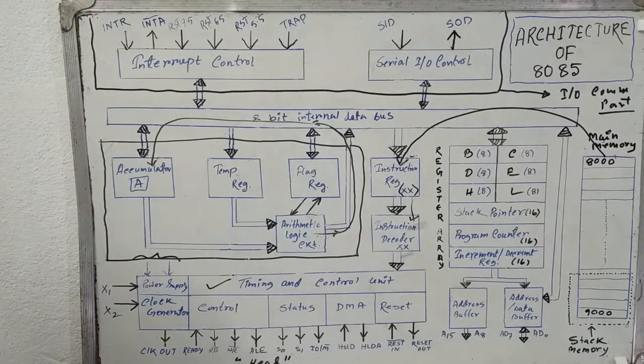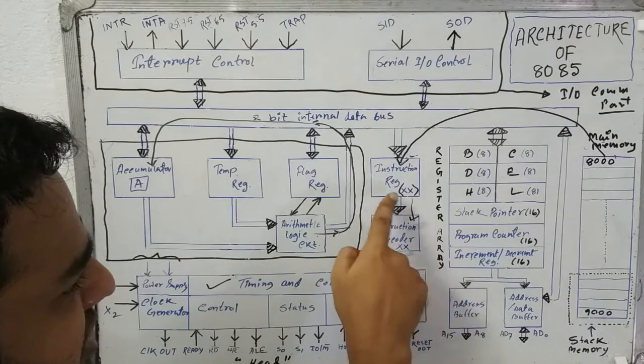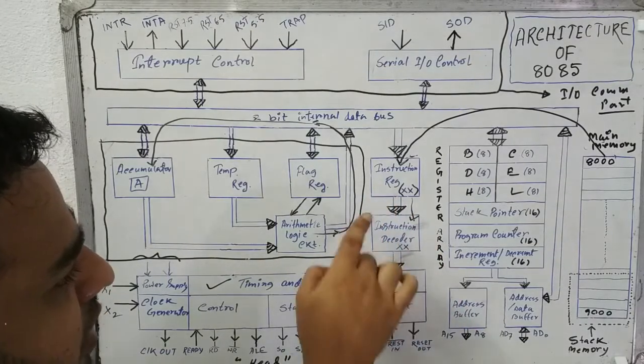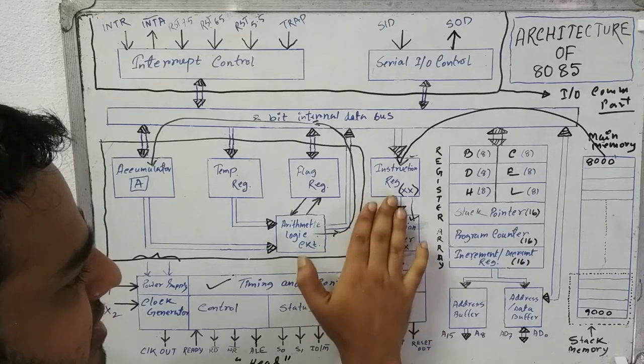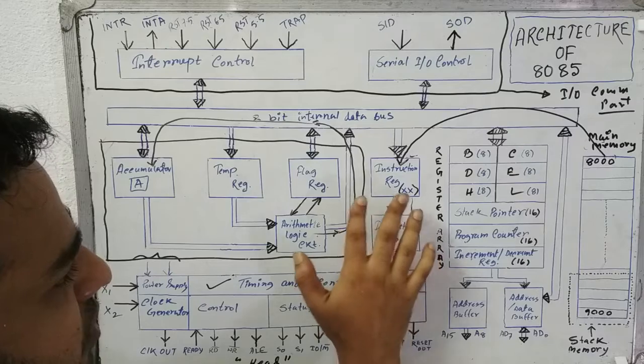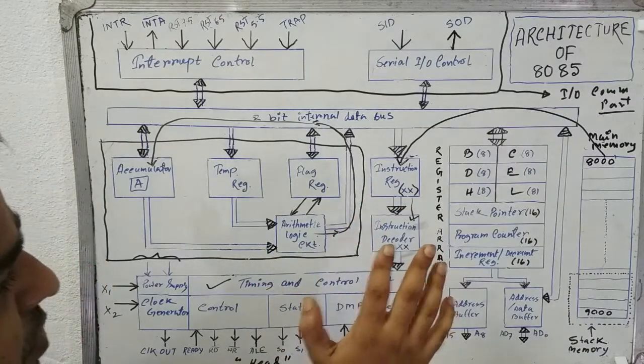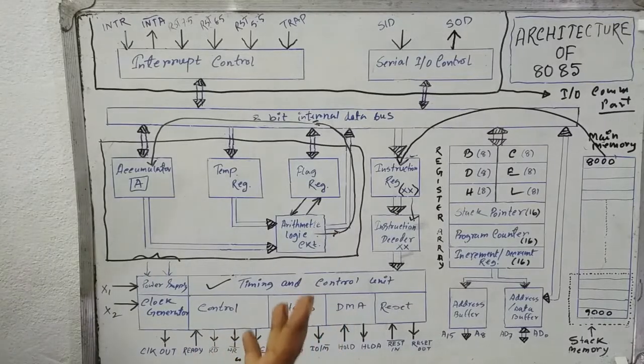So what is the instruction register? The register where the instruction is stored before decoding is called the instruction register, that you can see over here. Basically, this register is only for storing the instruction. So that was the instruction register.